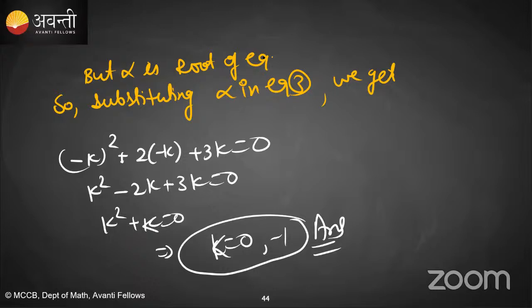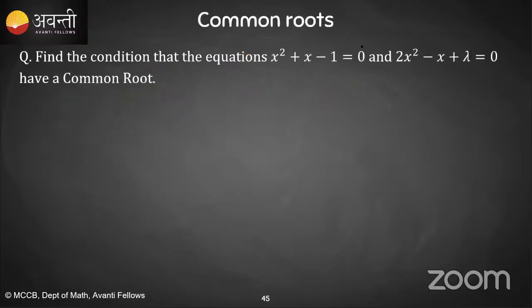Do you have any doubt in this question? Is this clear? Okay. Very good. If it is clear, then let's do one more question. The question is saying: find the condition that the roots of x square plus x minus 1 equal to 0 and 2x square minus x plus lambda is equal to 0 have a common root.